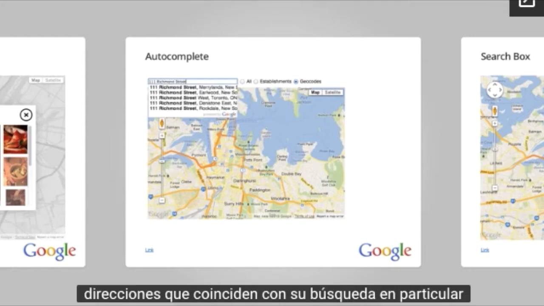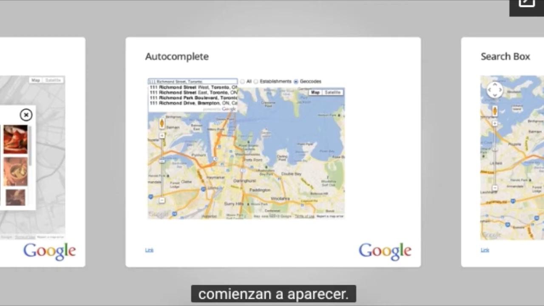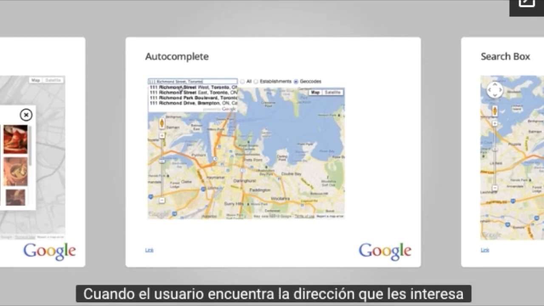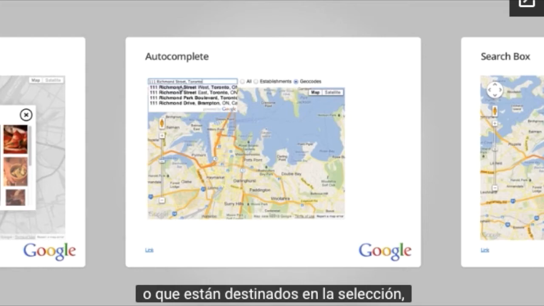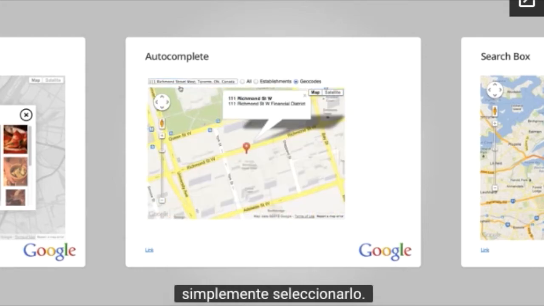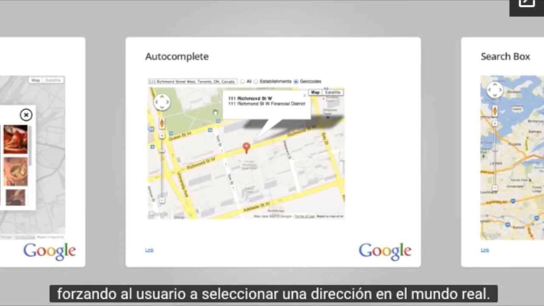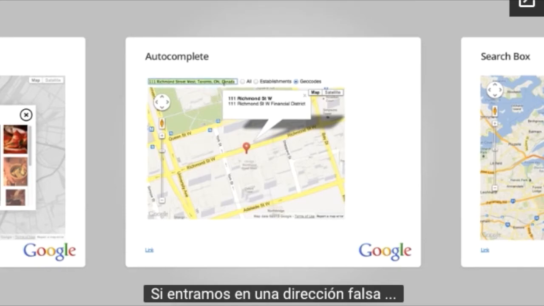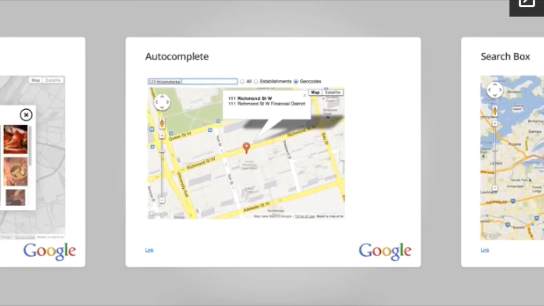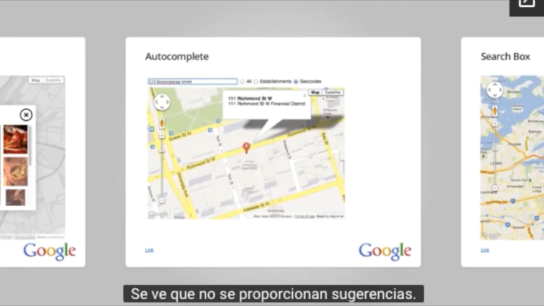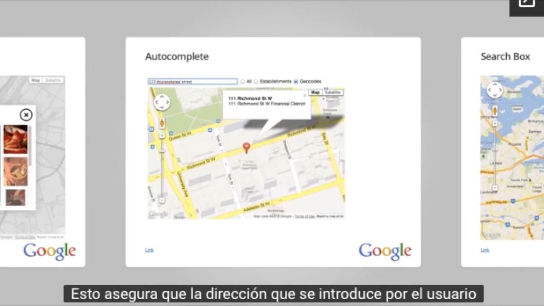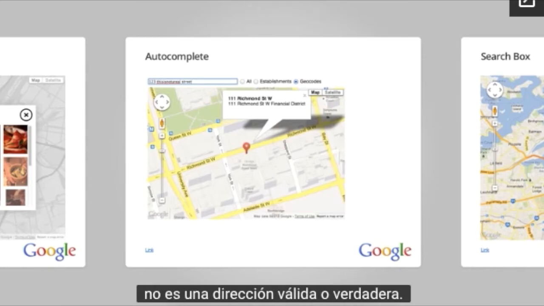As the user types, addresses which match their particular search begin to appear. When the user finds the address that they intend on selecting, they simply select it. This helps to reduce errors in address entry by forcing the user to select a real-world address. If we entered a fake address, we see that no suggestions are provided. This ensures that the address entered by the user is a valid, real address.